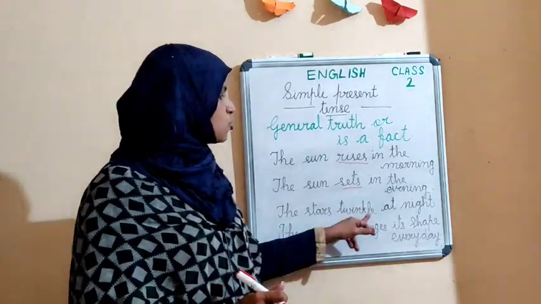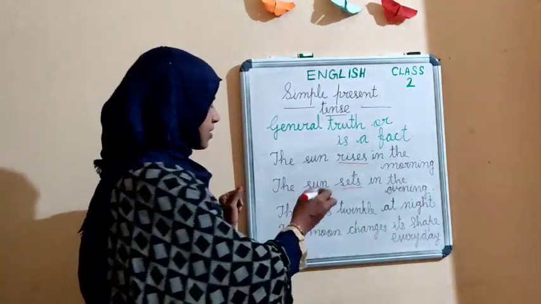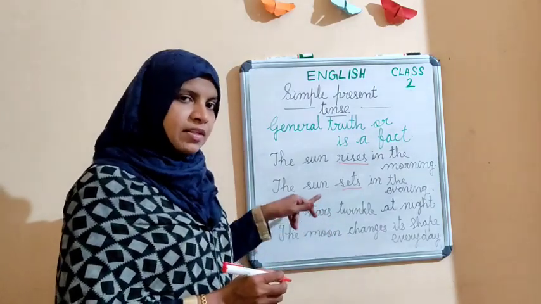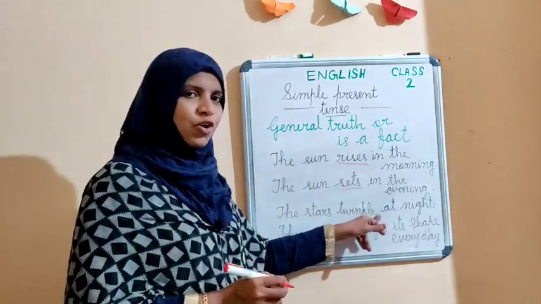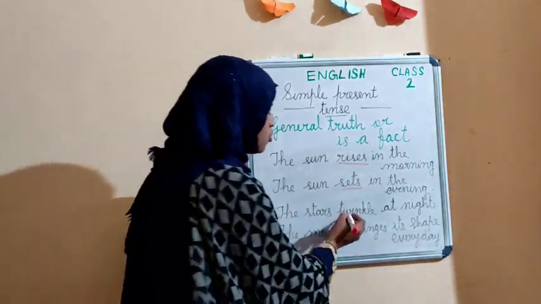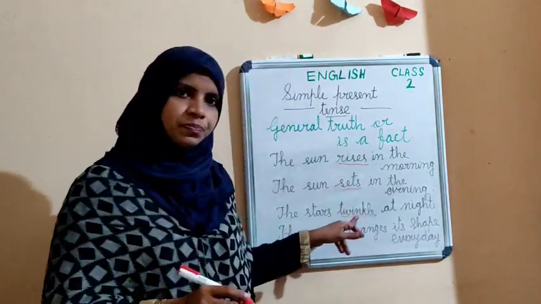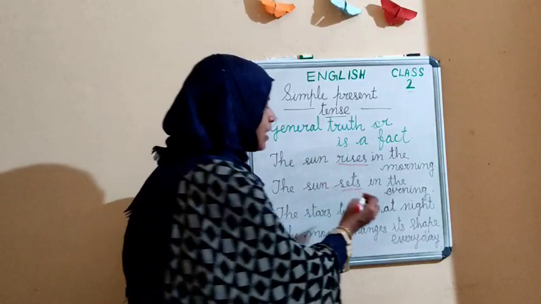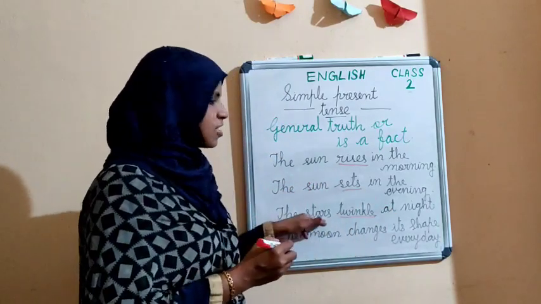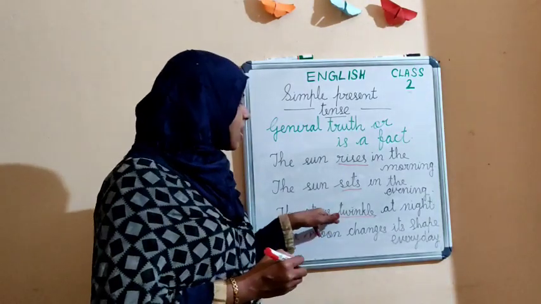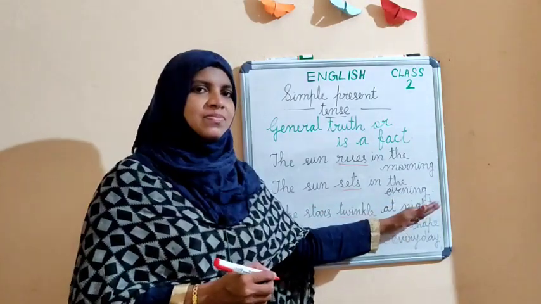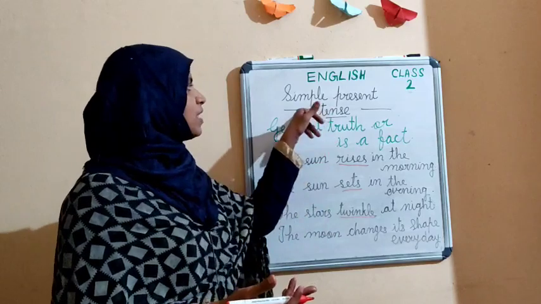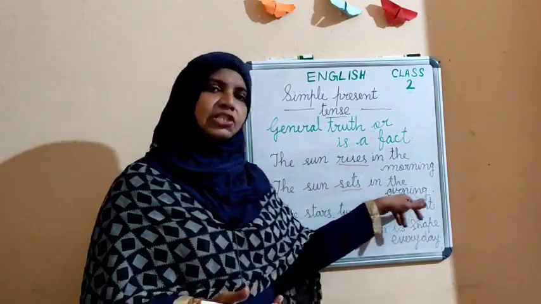The stars twinkle at night. Here the subject is the stars, so it is plural. When the subject is plural, we should not add S with the verb. Here the verb is twinkle. That is the verb, one action. We can't write here "twinkles" because stars is plural. So the stars twinkle at night. That also can't change. It's a fact. Okay, so we use simple present tense. The stars twinkle at night.